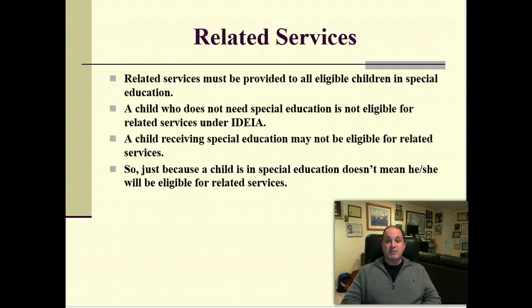Now, related services must be provided to all eligible children in special education. A child who does not need special education is not eligible for related services under IDEA. And a child receiving special education may not be eligible for related services. So the point of this is that just because a child is in special education doesn't mean that he or she will be eligible for related services. But you can't get related services unless you're a child receiving special education. So a child has to be classified as a student with special needs, and then we determine whether or not that student meets the criteria for related services.